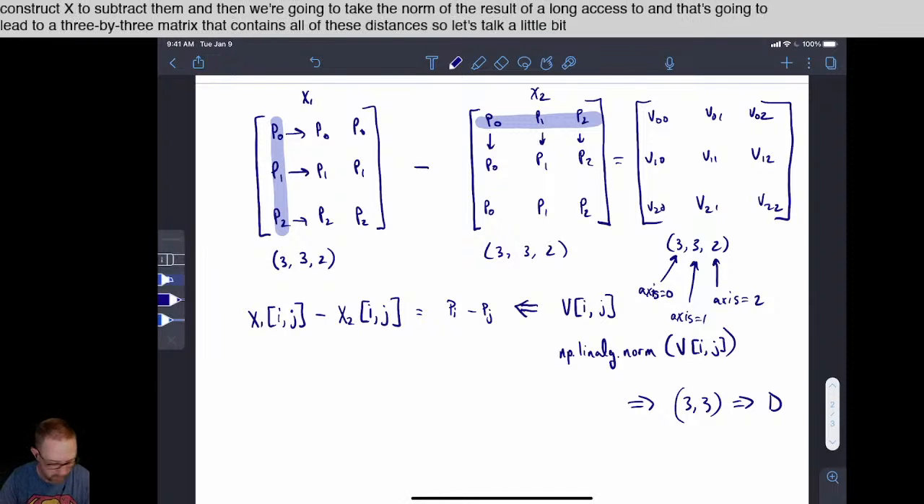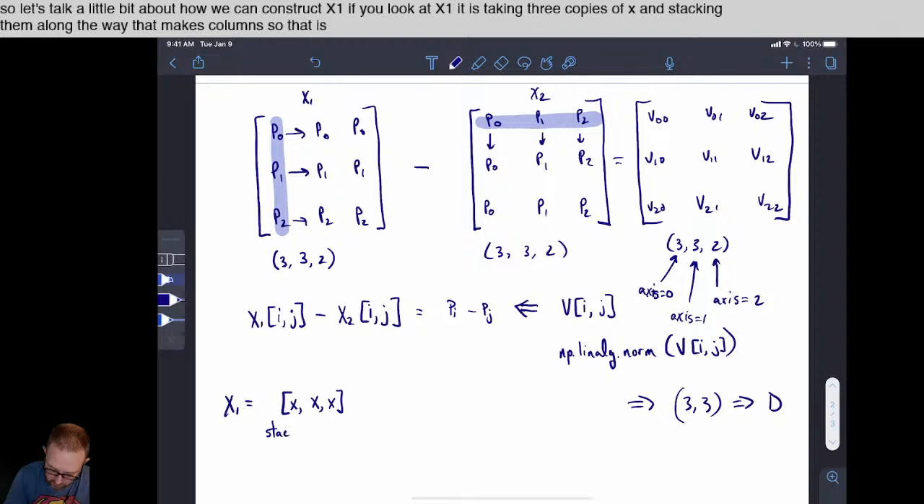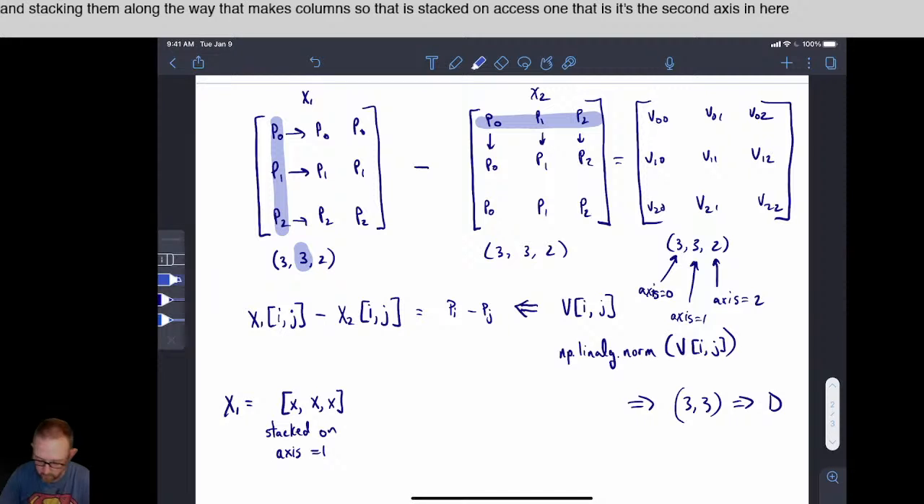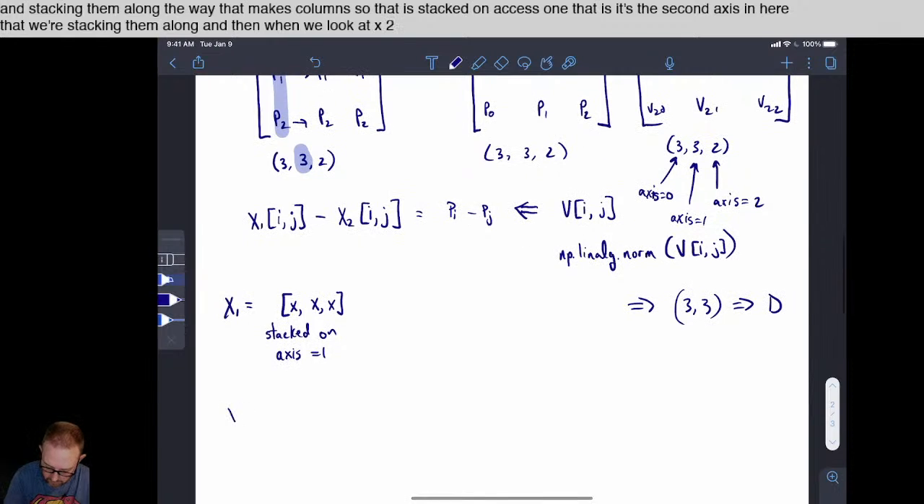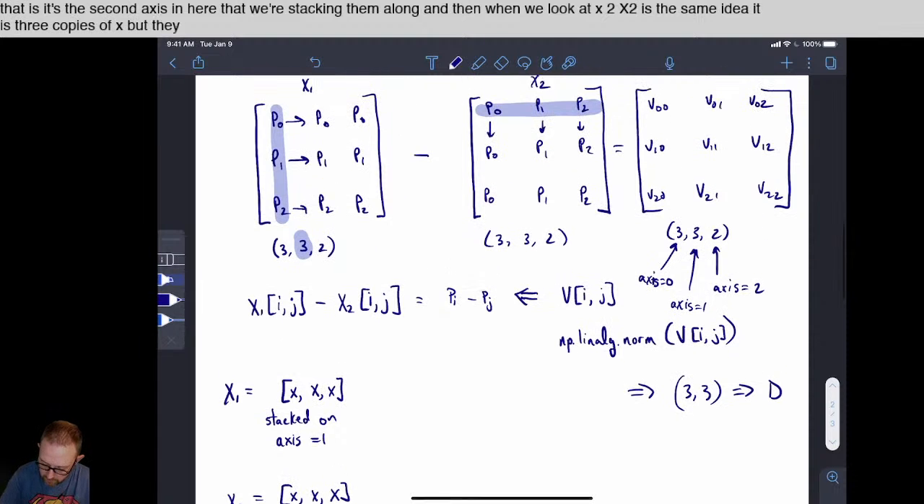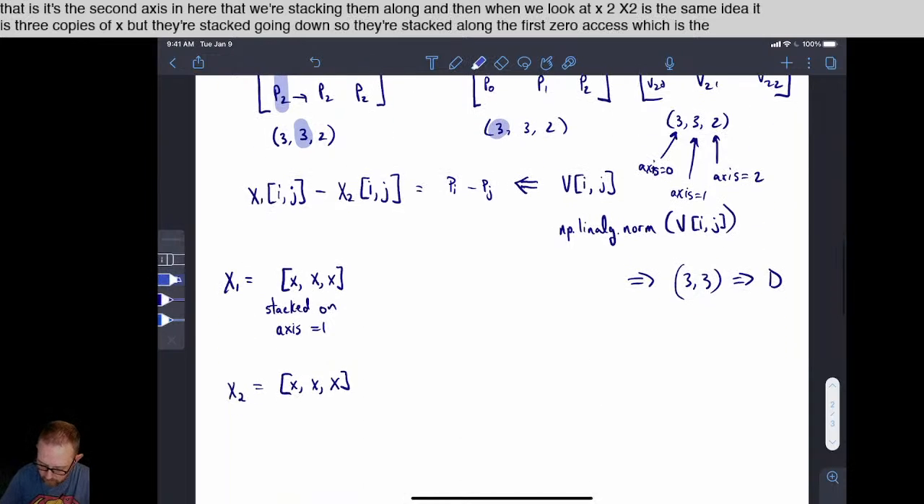So let's talk a little bit about how we can construct x1. If you look at x1, it is taking 3 copies of x and stacking them the way that makes columns, so that is stacked on axis 1. That is, it's the second axis in here that we're stacking them along. And then when we look at x2, it's the same idea. It is 3 copies of x, but they're stacked going down. So they're stacked along the first, 0th axis, which is the rows.